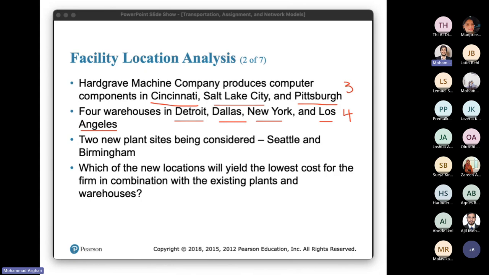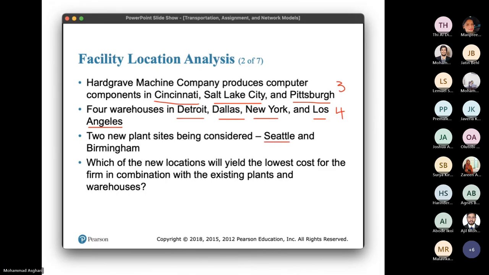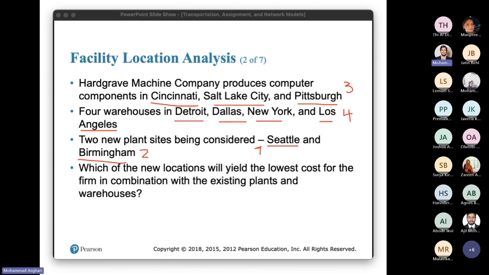Out of two possible cities, one of them is in Seattle, and the other one is Birmingham. Okay. We have two alternatives here. Number one in Seattle and number two in Birmingham. So it is very similar to the previous example. Here we are thinking either to make a new branch of Walmart in north of Sydney or in south of Sydney. Okay, so that's the idea. Here we are thinking, should we establish in Seattle or in Birmingham?